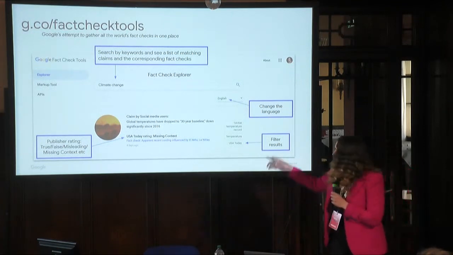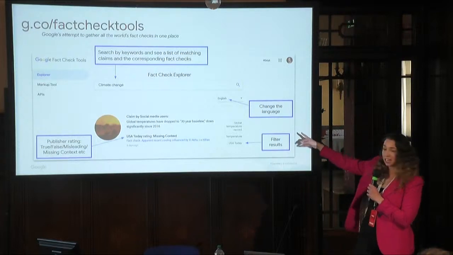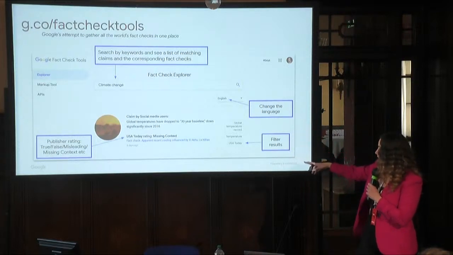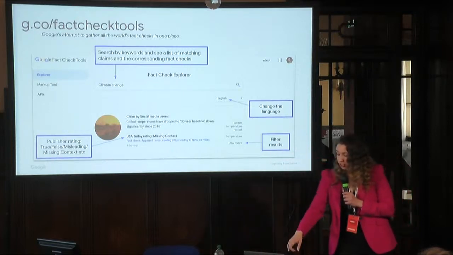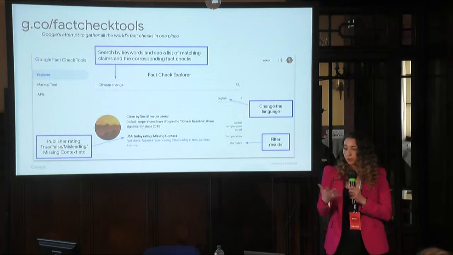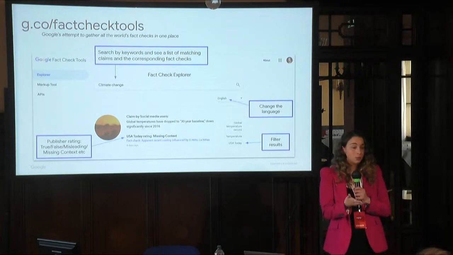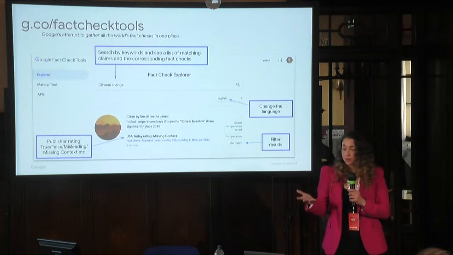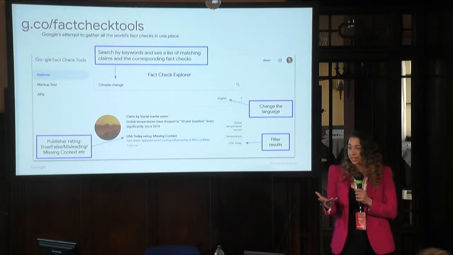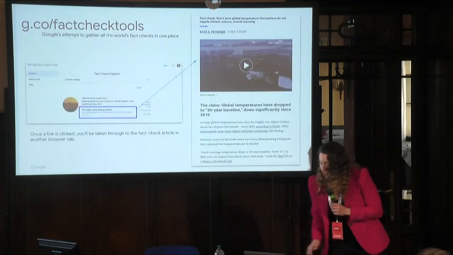You can see here I can change the language as well to English or all around the world. I can filter those results by keywords or by organization. And the publisher will rate it, whether it's true, false, misleading. And journalists will be able to tap on that URL, and you'll be able to open up the article that tells you whether it's true, false, or misleading, and why, most importantly. So you're going to get that extra information.